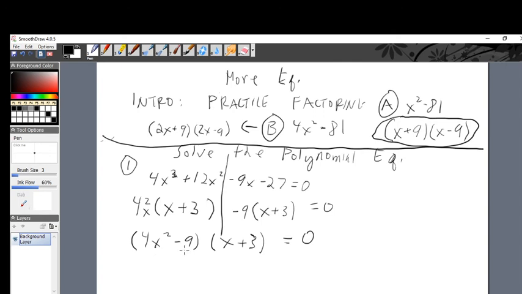But is this factorable? Yes. Notice, perfect square, minus in between. We can factor this. So this becomes square root of 4 is 2, square root of x squared is x, square root of 9 is 3. Give 1 with a plus and 1 with a minus. And this x plus 3 is not going anywhere. Equals 0.